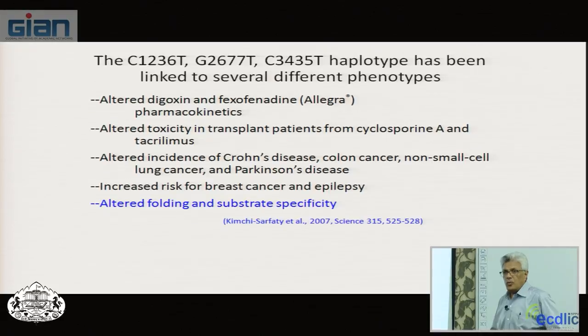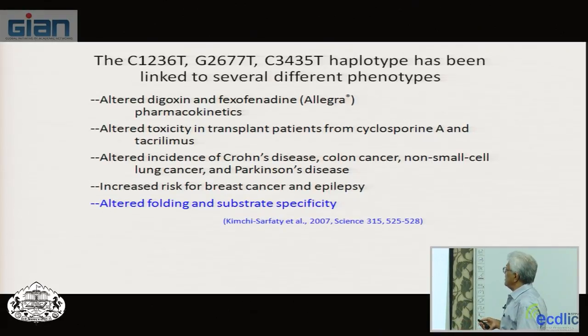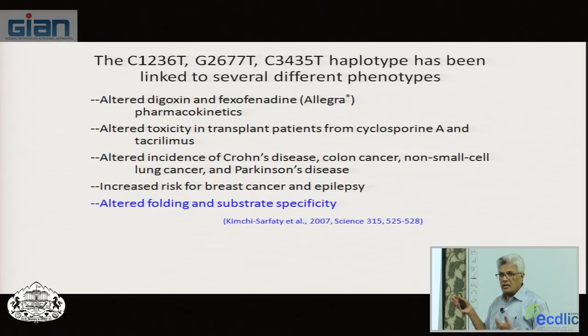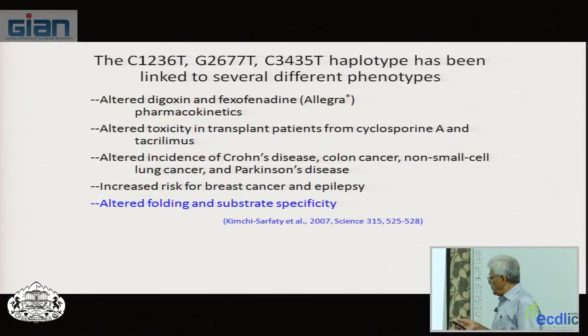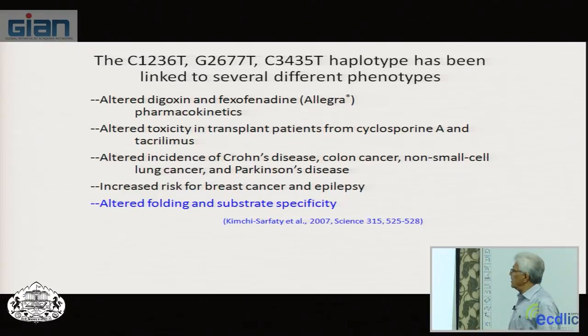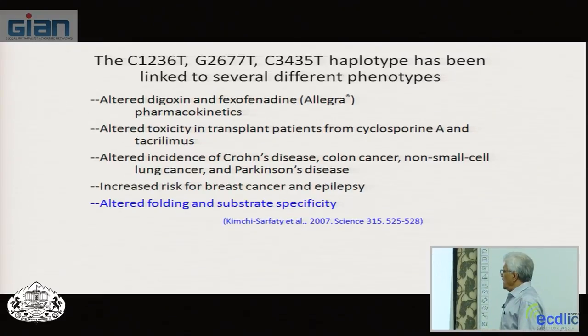So what are the features of the most common haplotype that has been studied so far? People have shown in the patient population that there is altered digoxin and fexofenadine, or Allegra, pharmacokinetics. Altered toxicity in transplant patients from cyclosporine A and tacrolimus, because rapamycin and cyclosporine A are substrates for P-glycoprotein, because of which you have altered toxicity in transplant patients. But then you have altered incidence of Crohn's disease, colon cancer, non-small cell lung cancer, and Parkinson's disease. Increased risk for breast cancer and epilepsy.